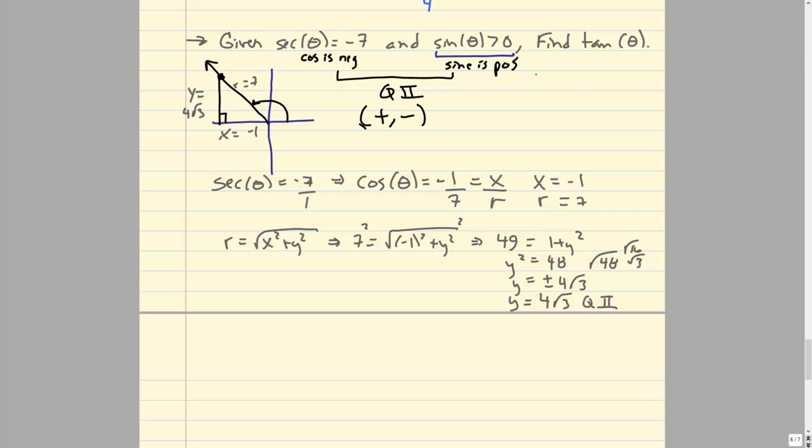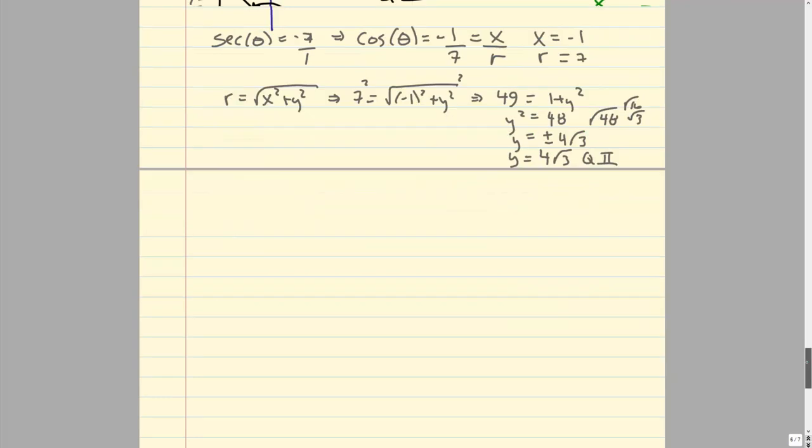Oh, tangent. So tangent of theta is y over x. So y in this case is 4 root 3. X is -1, so this is -4 root 3. That would be my tangent of theta. And of course from here I can find all of the other values as well.